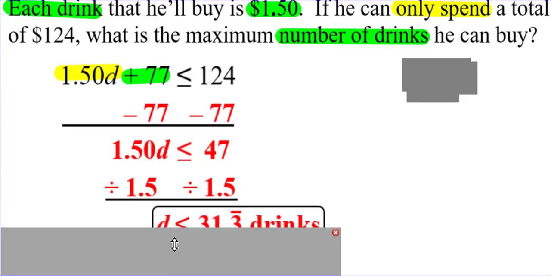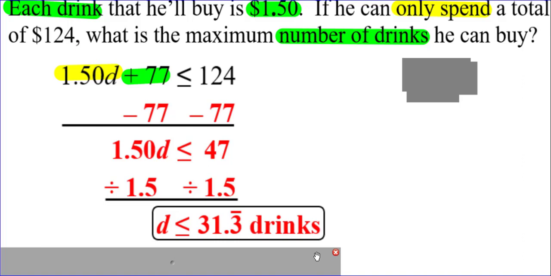Now this is going to give you a not so nice looking decimal. 31.3 repeating. That 3 continues to repeat in your calculator, and so we'll put the repeating bar over the 3, and that's our solution. However, I do have a follow-up question to give you here, and if you need to hit pause in the video to catch up on your work, feel free to.